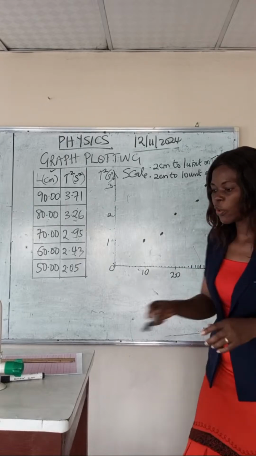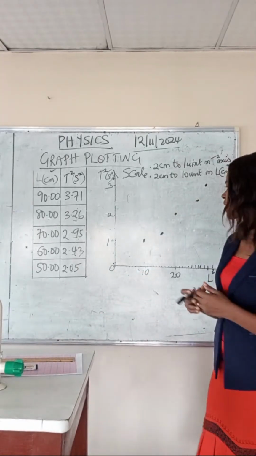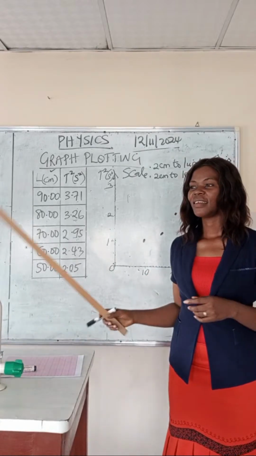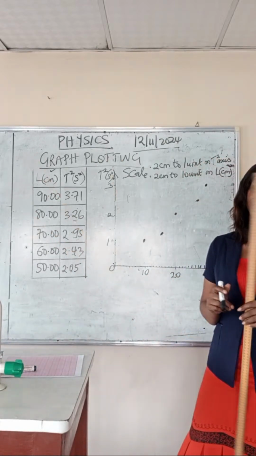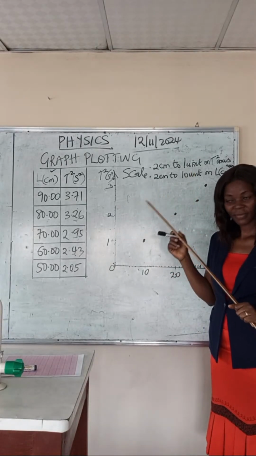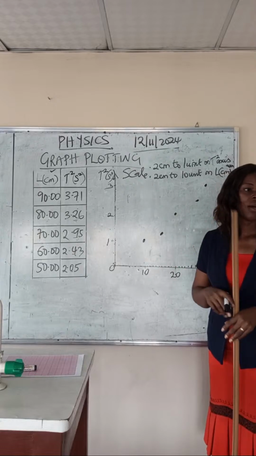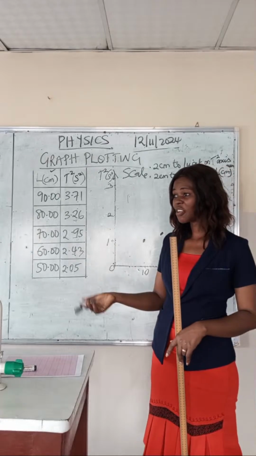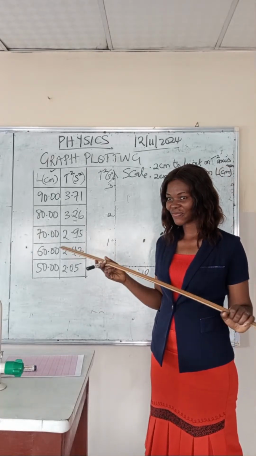how many points do I have? 5, right? Now, how do we join it? Line, from point to point. And when you join it once and straight, it's also called the line of best fit. What is the line of best fit?